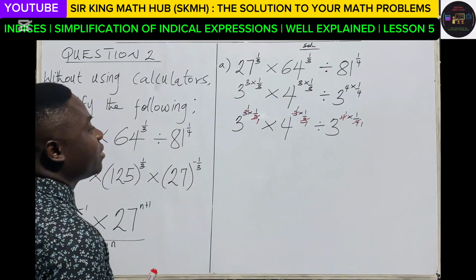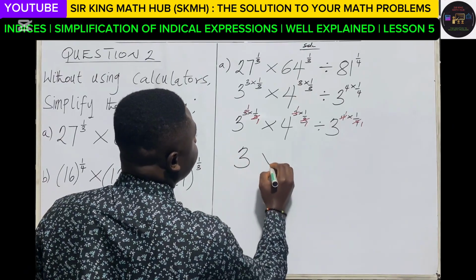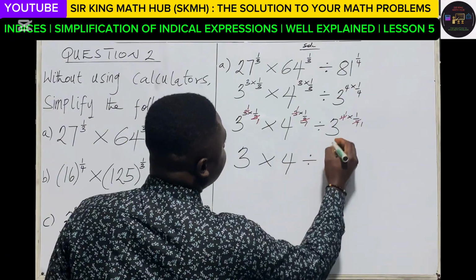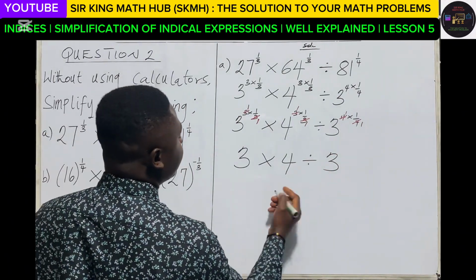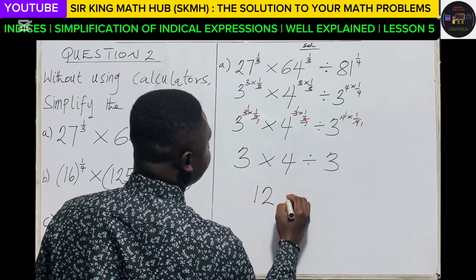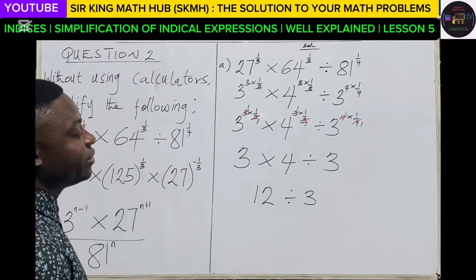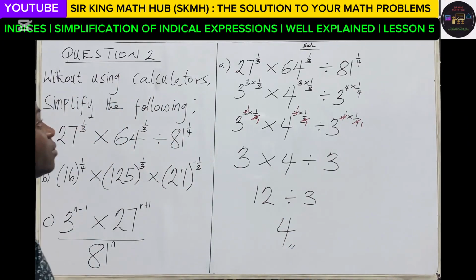So let's simplify. We have 3 left, multiplying 4, divided by 3. So 3 multiplied by 4 is 12, divided by 3. And then 12 divided by 3 is 4. So that is 4. That is A.